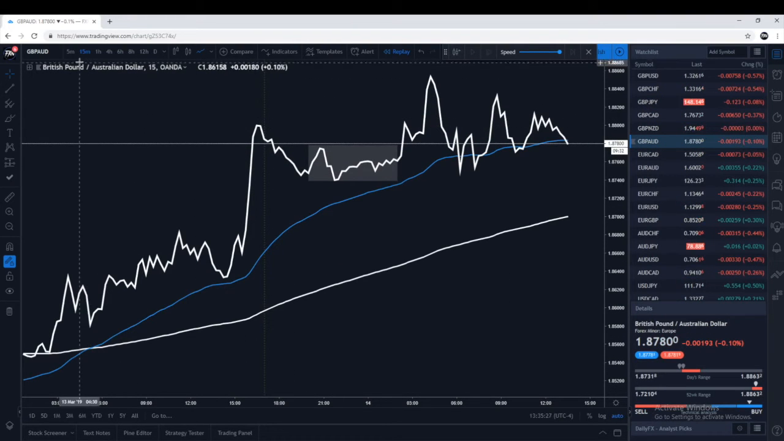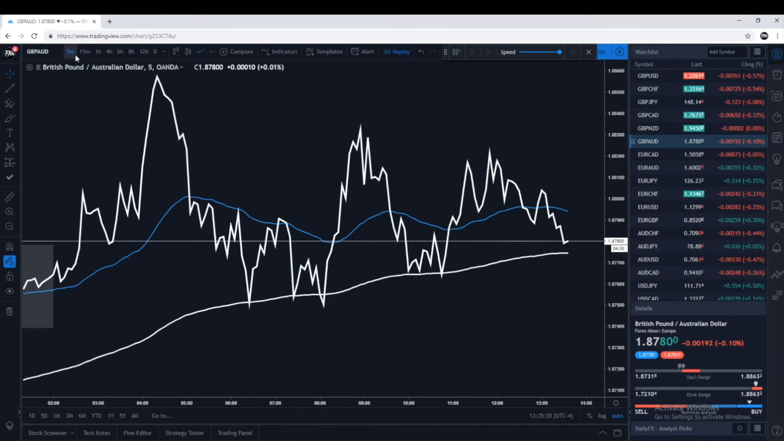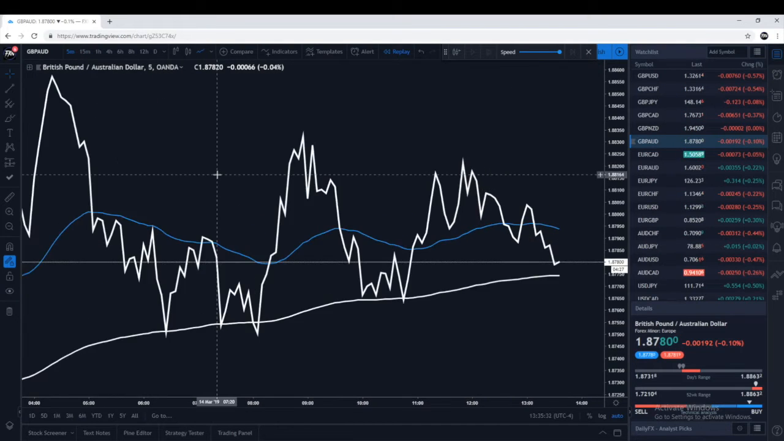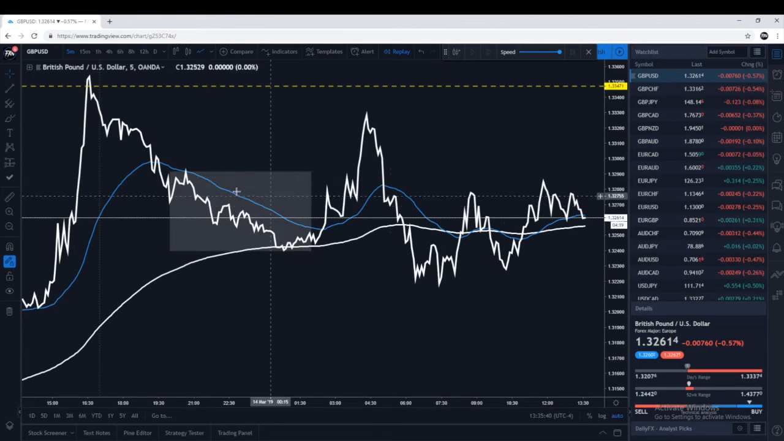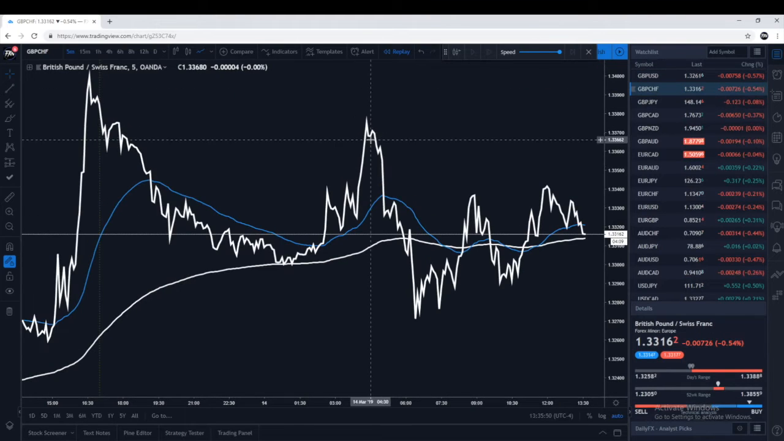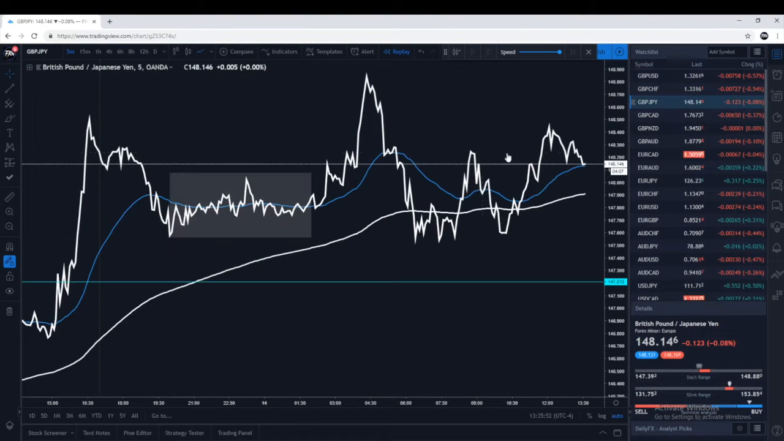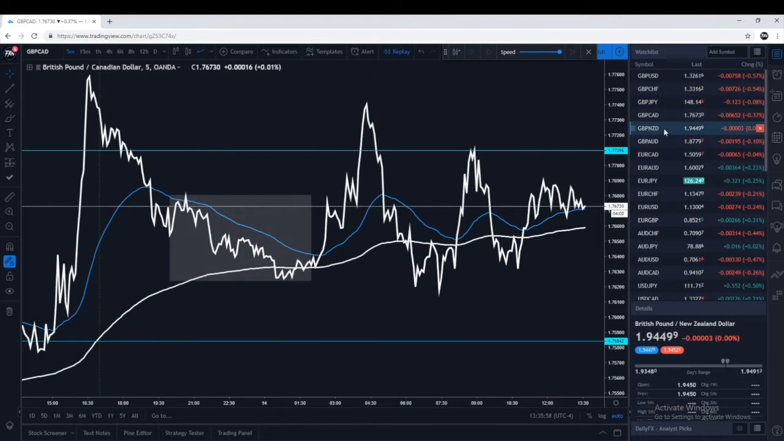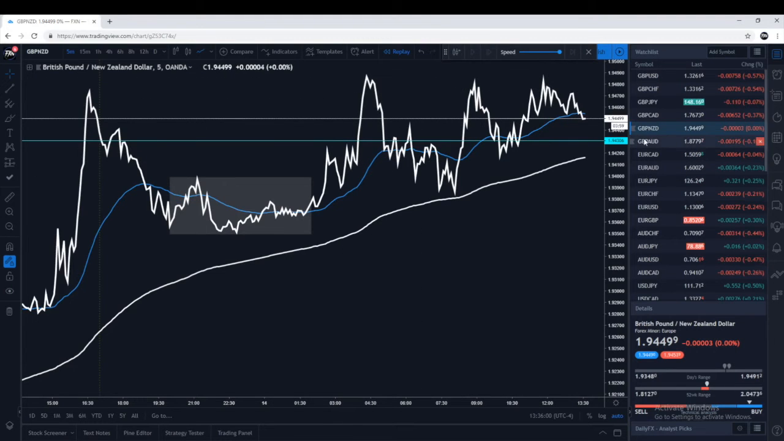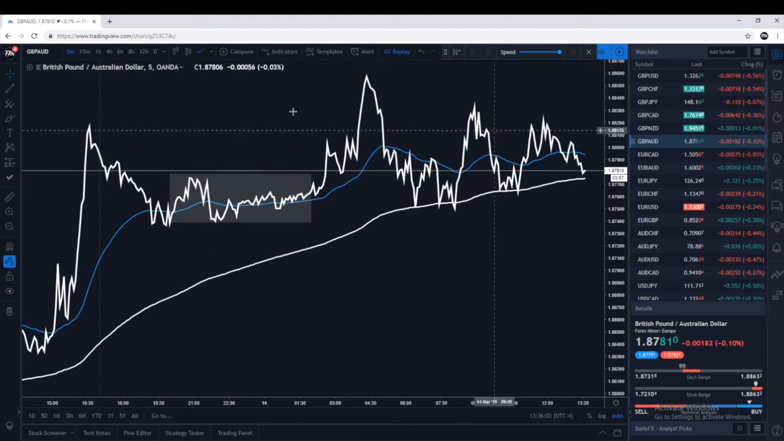Now let's put in one more caveat to that, and let's go ahead and switch it to a 5-minute chart real quick. And so now, can you see the M formation here? Right?